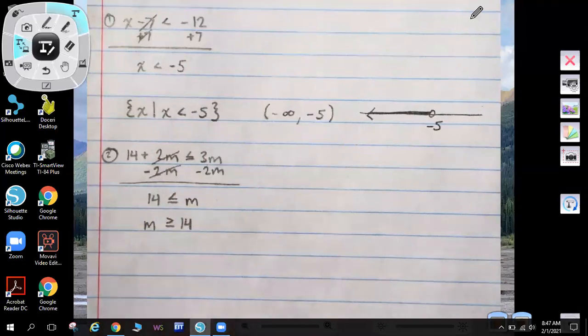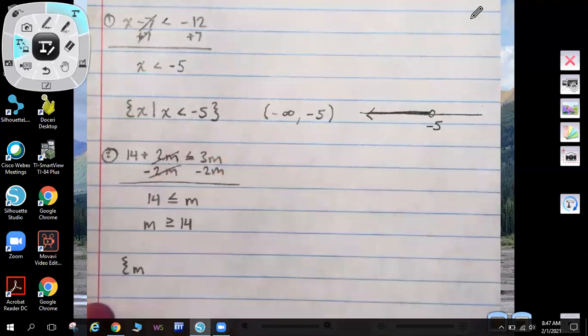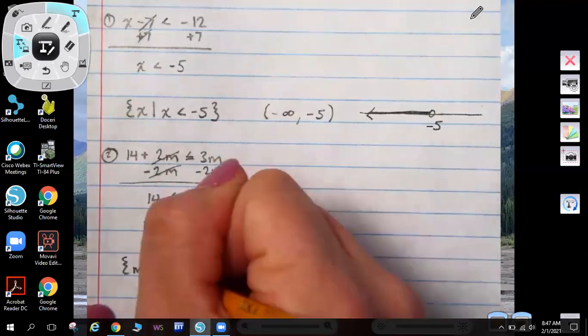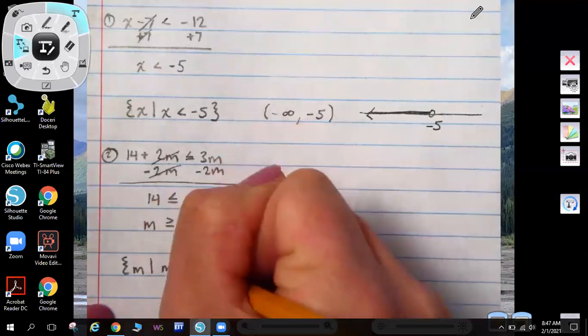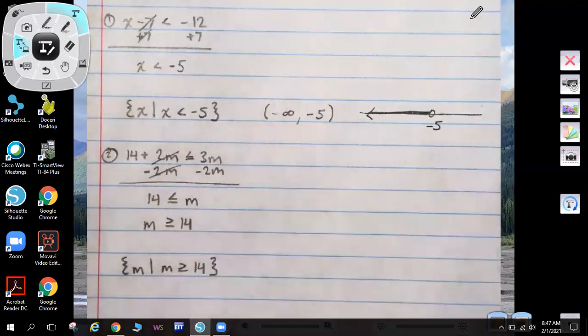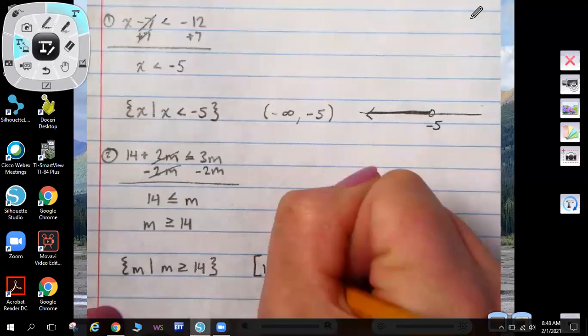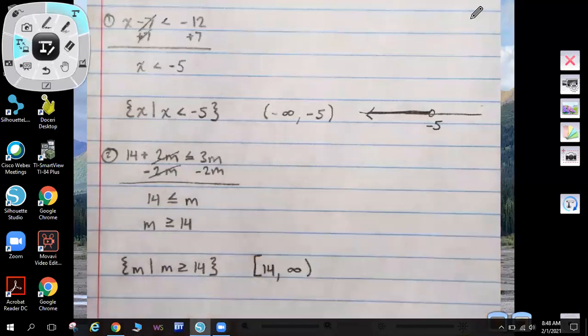Now we can write our solutions. In set notation, the set of all m, careful here, we're using a different variable, set of all m values such that m is greater than or equal to 14. Okay, our interval notation, m is greater than or equal to 14. So we're using a square bracket on 14 up to positive infinity. And you never use a square bracket with an infinity symbol.